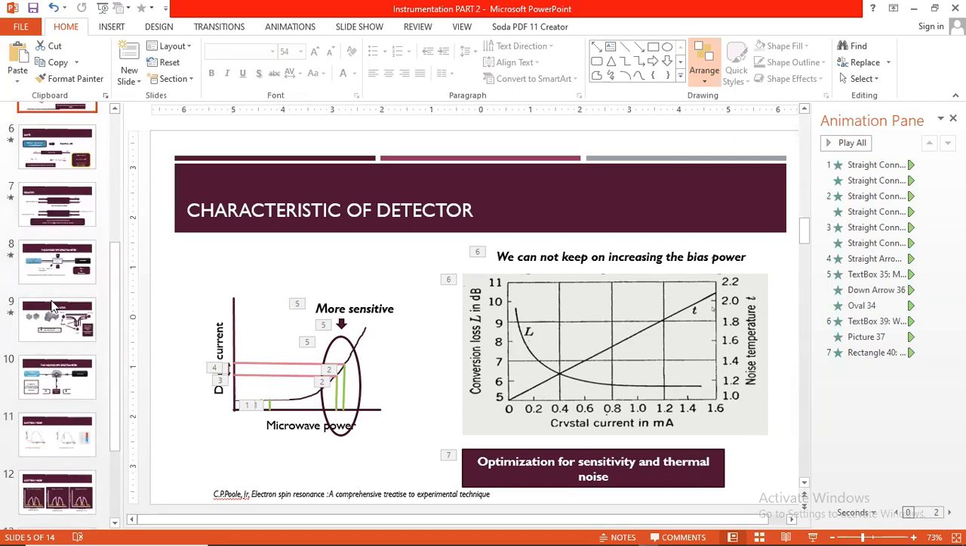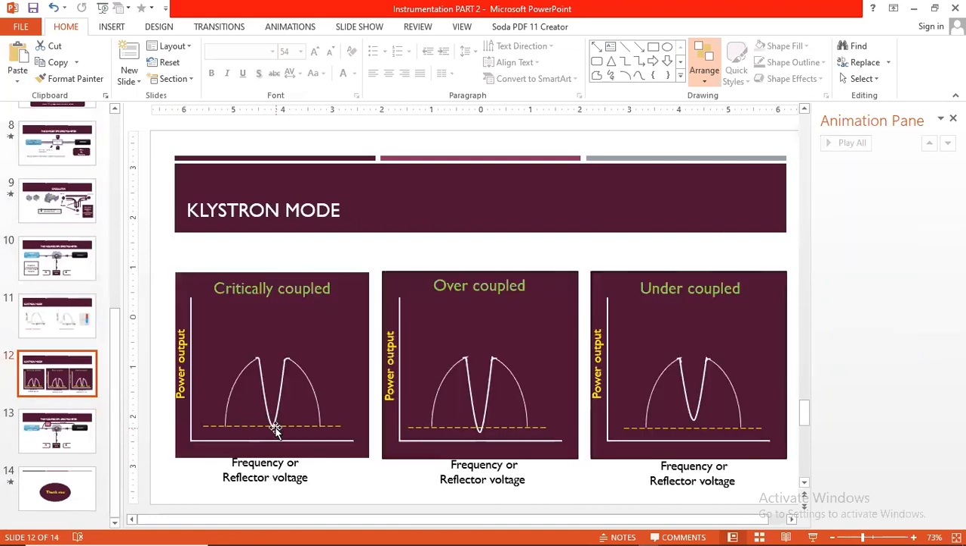It means we don't need a very critically coupled condition, we can have a very minute undercoupling. If we take a very minute undercoupled condition, we can have additional bias microwave power so that we can get a better signal and a better change in the diode current. But we cannot have a lot of variation. It means the radiation reflected here cannot be too much. Otherwise, the matching will not be good.